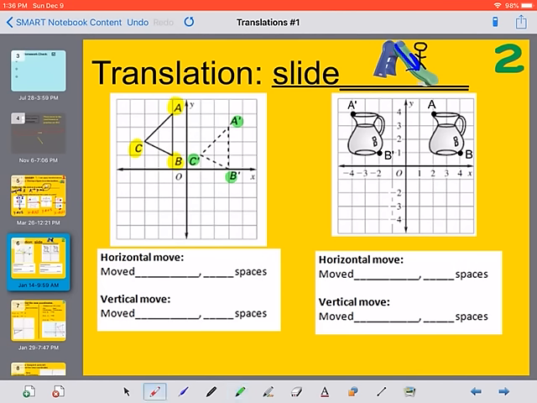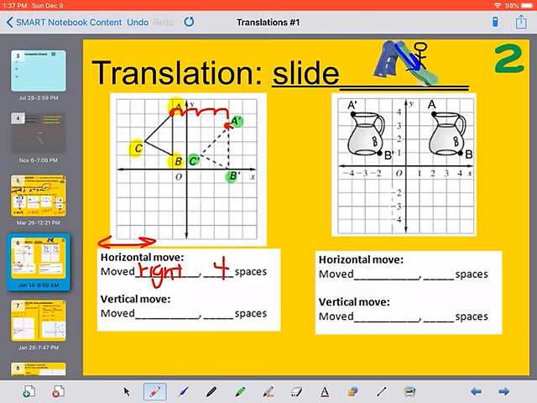So horizontally, like the horizon, left to right, our figure, just pick one point, I'm going to pick A, moved how many spaces up or down or left or right? Horizontal is left to right. So we moved our figure 1, 2, 3, 4 spaces right. So we're going to say moved right 4 spaces.